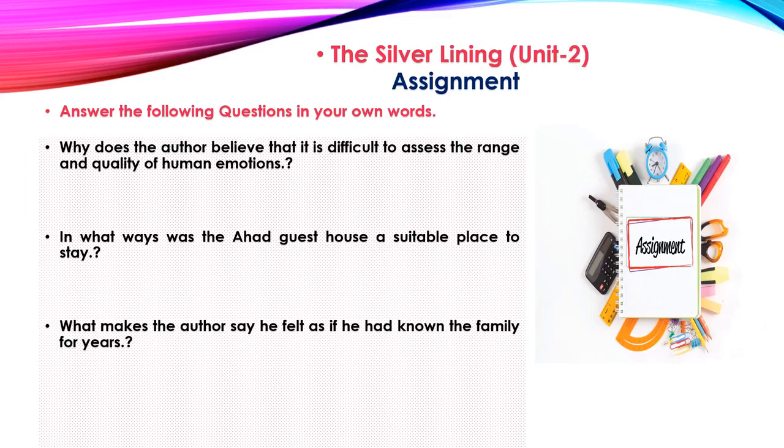Dear students, here is an assignment for you. You will write the answers to the following questions in your own words in your notebooks. You can find the answers in the paragraphs which we have studied now. Question number 1 is, why does the author believe that it is difficult to assess the range and quality of human emotions? Question number 2 is, in what ways was the Ahad guest house a suitable place to stay? And question number 3 is, what makes the author say he felt as if he had known the family for years?